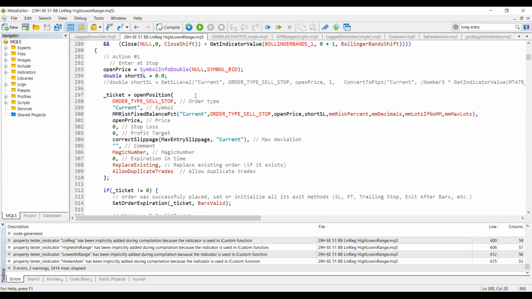So let me see here. So the first thing that we need to do is that instead of opening the order at the market price, we will open it at a slightly different price. So let me go ahead and make that change really quickly.